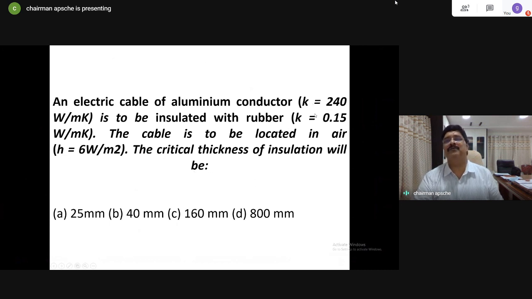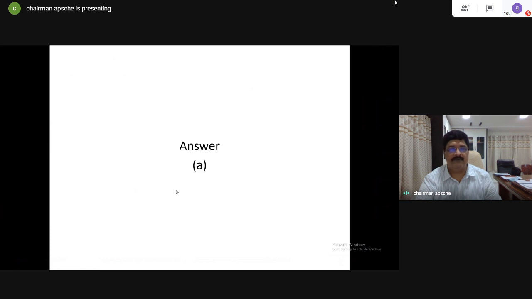అంటే ఇక్కడ 240 is given to confuse you. Aluminum conductor thermal conductivity we don't use. We talk about only two resistances: insulation conduction resistance and the convection resistance. So therefore, it is 0.15 divided by 6. So, ఎంత వస్తుందో మీరు క్యాల్కులేట్ చేసుకోండి. So it is 25 అనుకుంటా. 25.